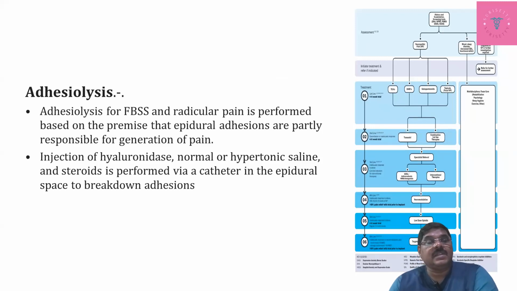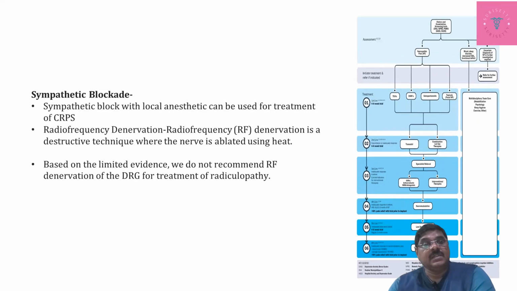If any adhesions occur in the epidural space and the nerve is trapped in the adhesions, they will cause pain and finally neuropathic pain. We should break the adhesions by injecting hyaluronidase and normal or hypertonic saline or steroids through the epidural catheter. This is also done by the pain physician and anesthesiologist. This is the third line.